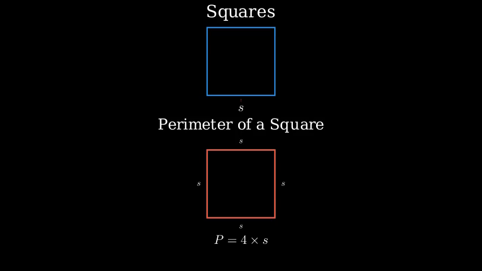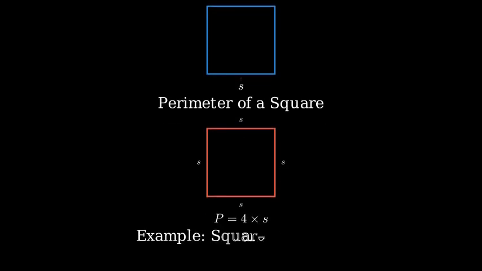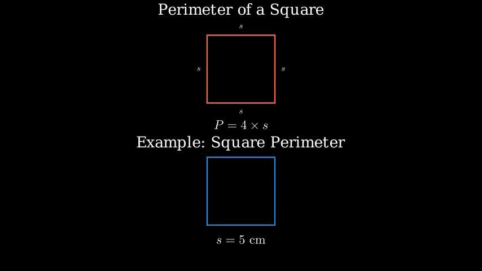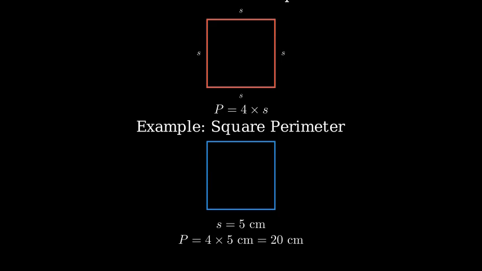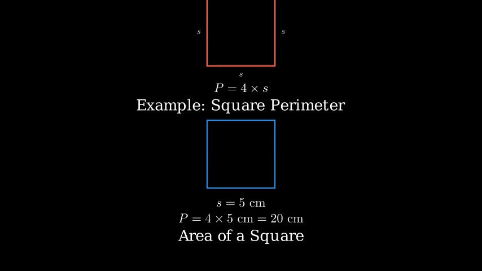So, the formula for the perimeter of a square is P equals 4 times S, where S is the side length. Let's do a quick example. If we have a square with a side length of 5 centimeters, the perimeter would be 4 times 5 centimeters, which equals 20 centimeters.